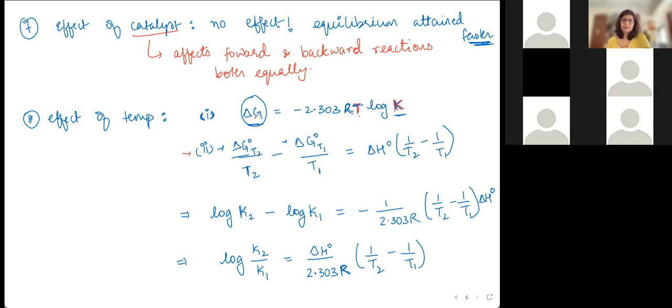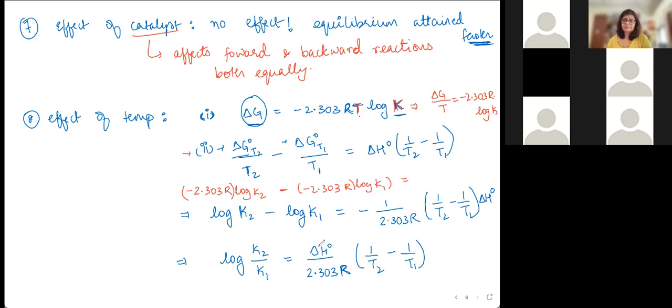So delta G is common like this. I will modify it as delta G upon T is equal to minus 2.303 R into log K. So I took this and substituted it here. I missed one step here, so basically this will be modified as minus 2.303 R log K2 minus, at temperature T1, the same thing, log K1, equal to whatever is there on the RHS. So minus 2.303 R, taking it common from both, I've shifted it over here, and then after that it's just mathematical rearranging.